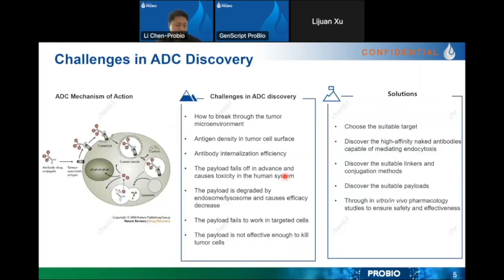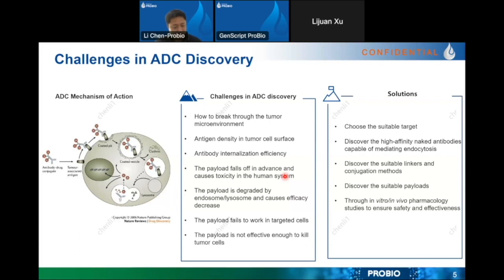In order for the ADC to kill the cancer cell, it needs to be transported into the target cell in which the toxin will be released. This process is called endocytosis or internalization. This unique feature brings several challenges in ADC discovery, including tissue penetration, target specificity, internalization efficiencies, timing of payload release, the killing efficacy of a payload, etc.